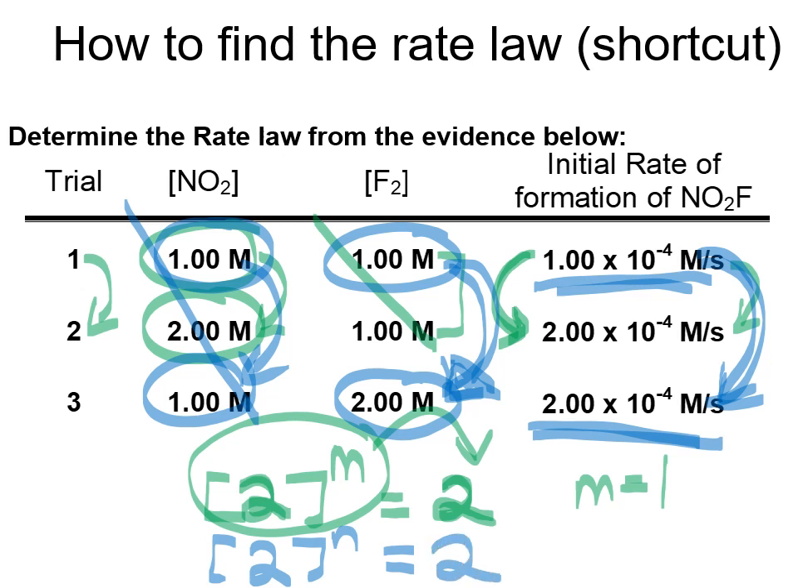So doubling the concentration of F2 doubles the rate of the reaction. Therefore, it must also be a linear relationship. So n must also equal 1. You can look at the data, and as long as the numbers are relatively easy to work with, you can do it. Otherwise, just pick up a calculator and look at what the changes are. But same idea, much faster way of doing it.